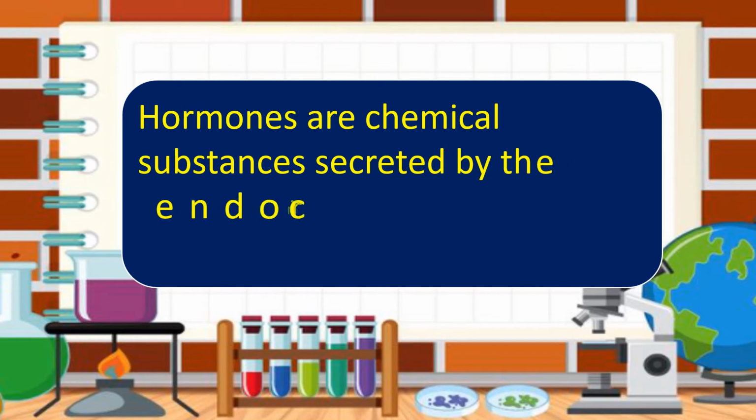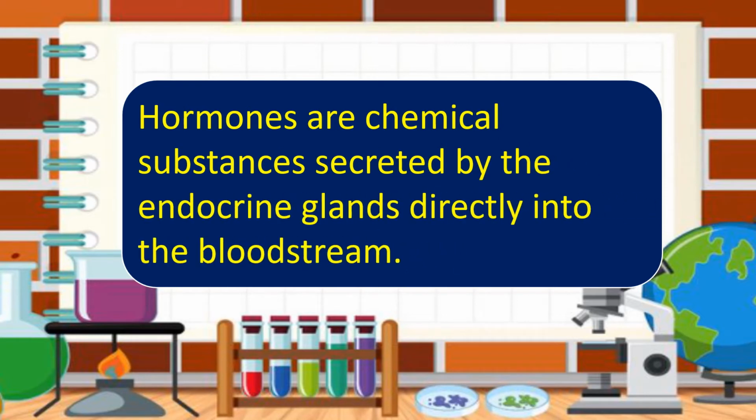Okay, so what are hormones? When we say hormones, hormones are chemical substances secreted by endocrine glands directly into the bloodstream. Take note of the words directly into the bloodstream, direct from the word direct. So that is the meaning of hormones.